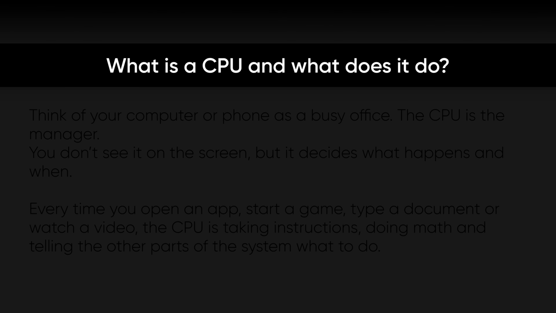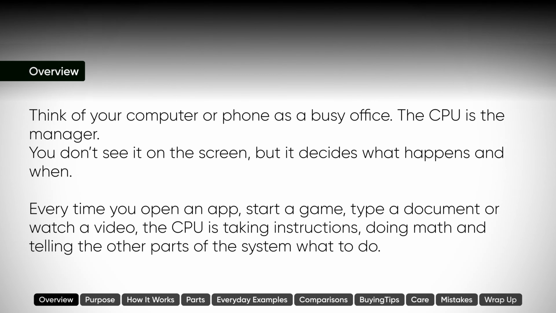What is a CPU and what does it do? Think of your computer or phone as a busy office. The CPU is the manager. You don't see it on the screen, but it decides what happens and when. Every time you open an app, start a game, type a document or watch a video, the CPU is taking instructions, doing math, and telling the other parts of the system what to do.